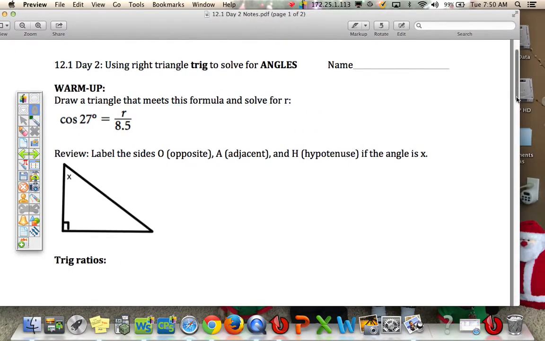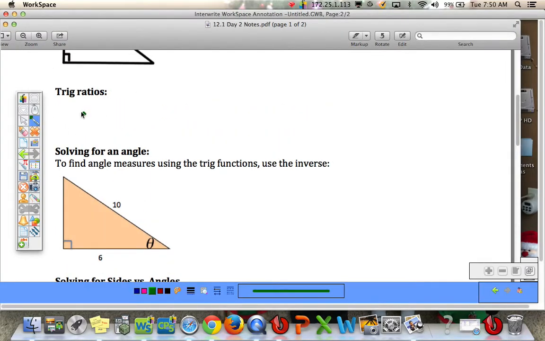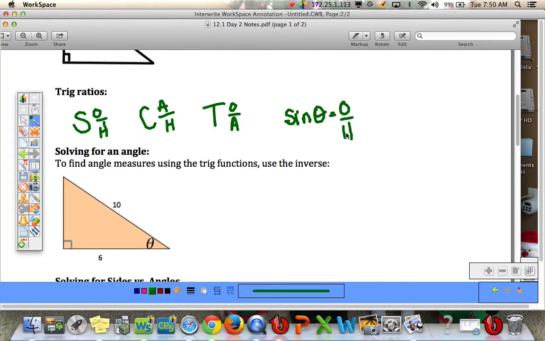Again, a review of the trig ratios from yesterday, SOHCAHTOA. So here's the shortcut SOHCAHTOA. Sine is opposite over hypotenuse, cosine is adjacent over hypotenuse, and tangent is opposite over adjacent. SOHCAHTOA, yesterday we wrote it like this. Sine of theta, your angle, is opposite over hypotenuse. Cosine of theta is adjacent over hypotenuse, and tangent of theta is opposite over adjacent.